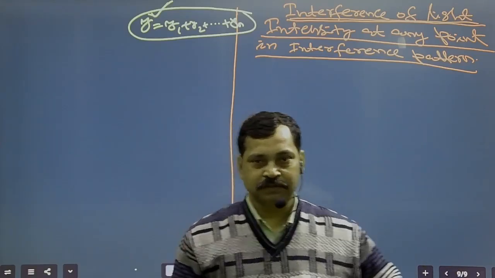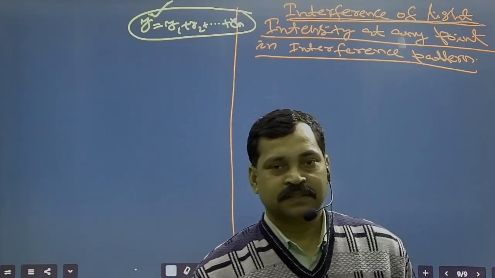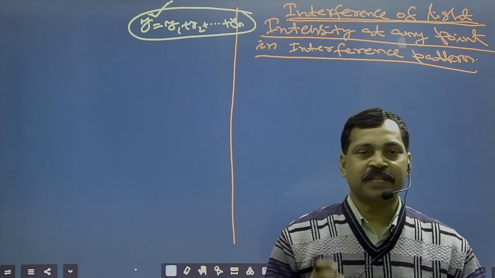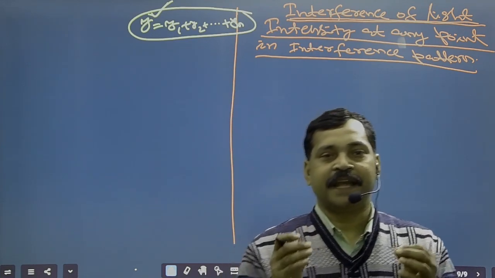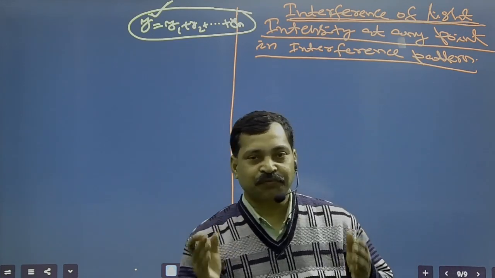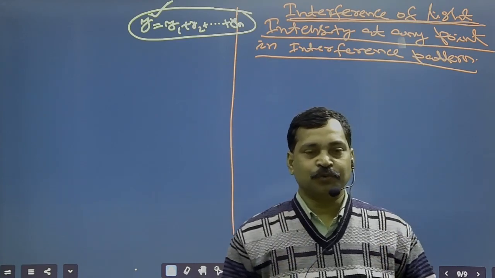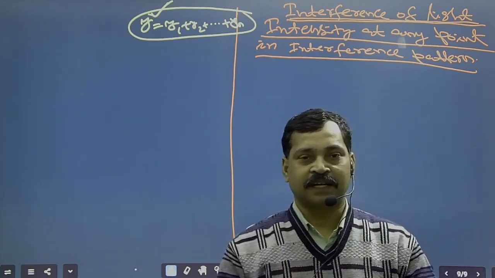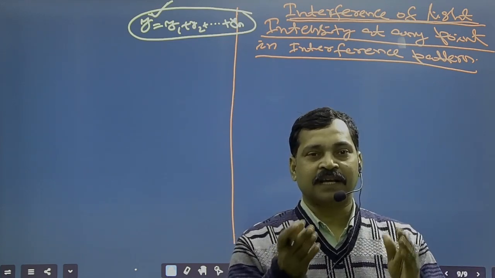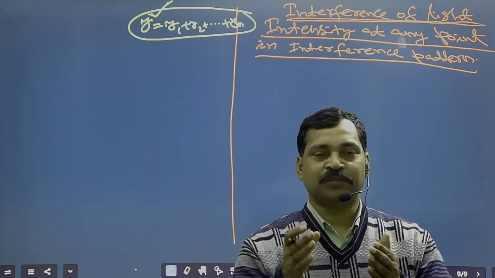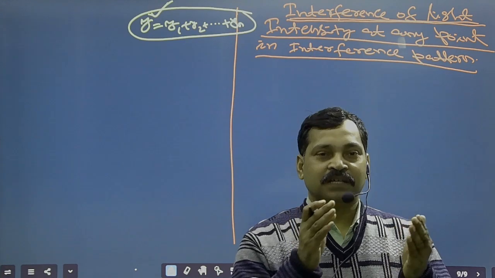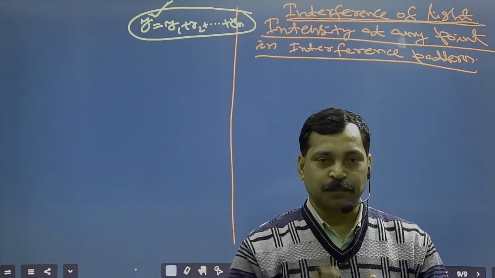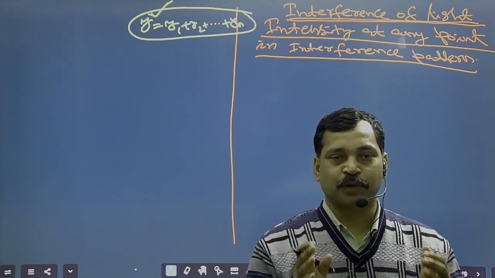Hi students, today we will discuss the interference of two light waves and what will be the resultant intensity at any point due to the interference of two waves. So you know, whenever a number of waves are interfering with each other, then at any point the resultant displacement will be equal to the sum of the displacements of all the interfering waves at that point. This is according to the principle of superposition.